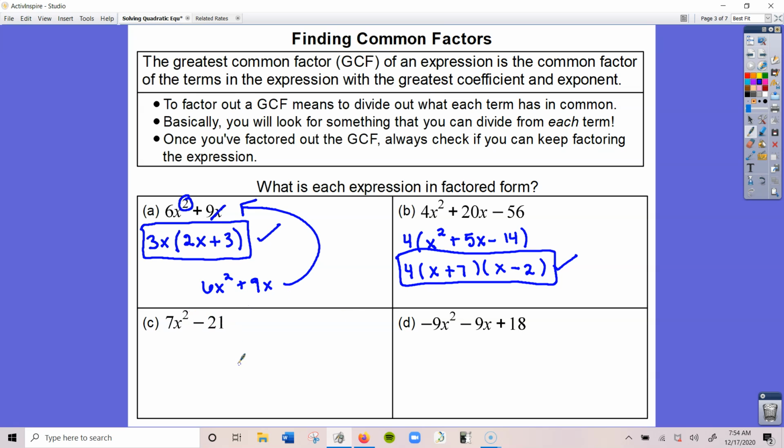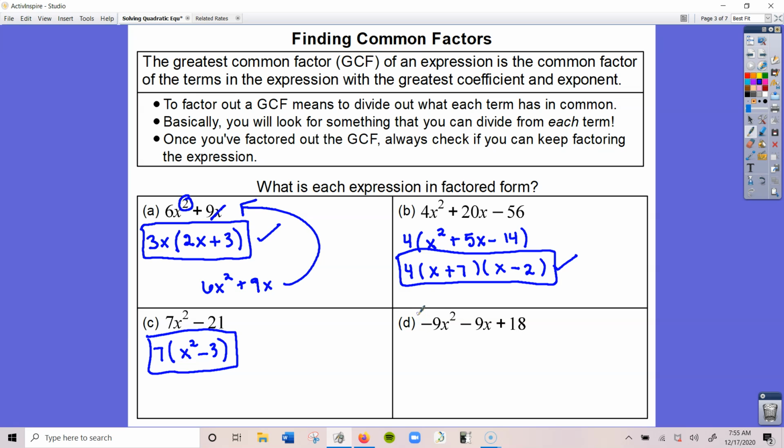7x squared minus 21. If we look here, the only thing that both of these terms have in common is that they are both divisible by 7. So if I take out the 7, that means that 7 divided by 7 is just the x squared, minus 21 divided by 7, which is 3. And again, if I could keep factoring, I would, but this is x squared minus 3. We don't have that middle term, and it's not a special case that we'll discuss at a later lesson. So this would be my factored form of that quadratic.